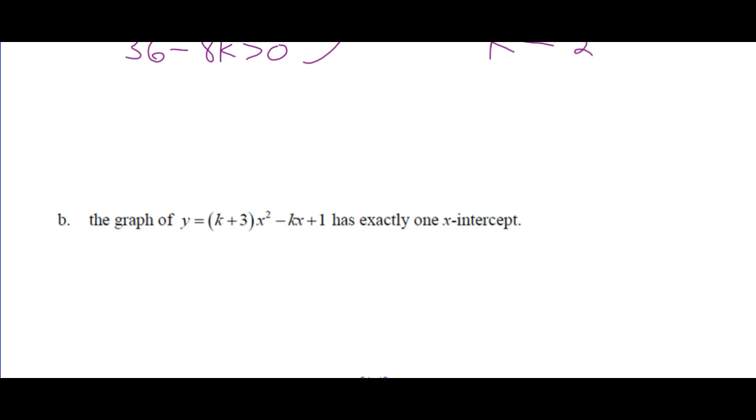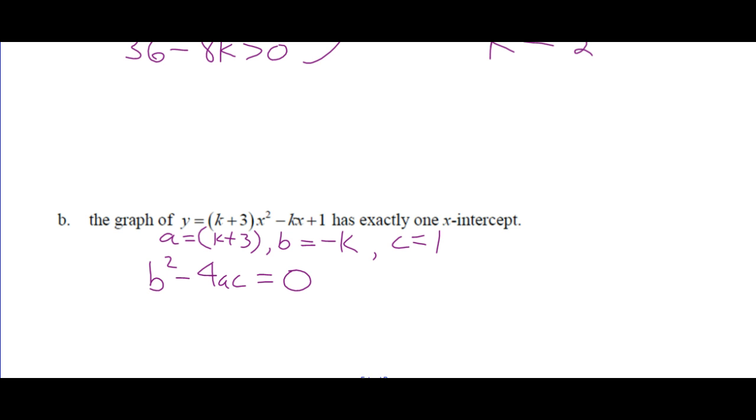Okay, so I'm going to leave a little bit of space here. And I say, all right, we need b squared minus 4ac to be equal to 0. That's what tells me the nature of the root and tells me I have exactly one x-intercept. What's a? k plus 3, in parentheses, actually. What's b? Negative k. What's c? 1.